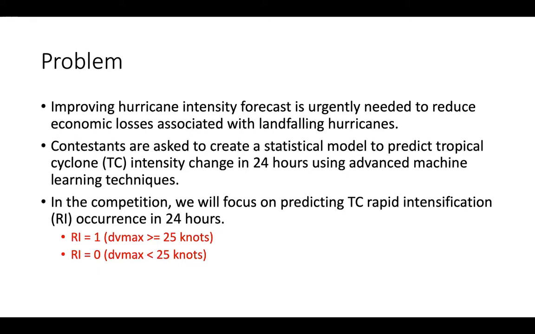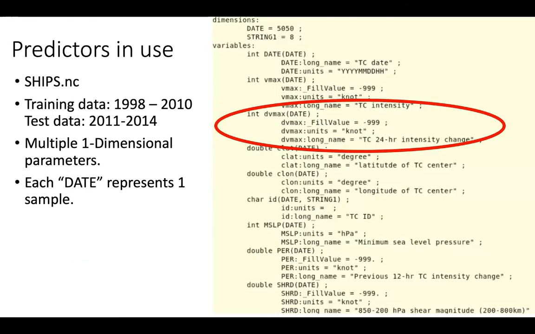Is that clear? Okay, so I'll go on. We provided two data sets in the NetCDF format. One is called ships.nc. SHIPS stands for the Statistical Hurricane Intensity Prediction Scheme at the National Hurricane Center. It is an operational statistical forecast model for tropical cyclone intensity, and we downloaded the historical data for the predictors they use for TC intensity forecasts.